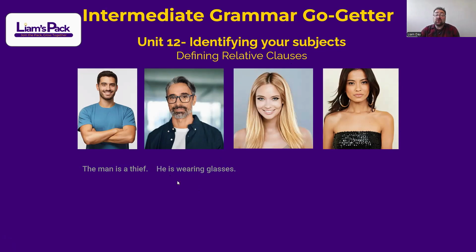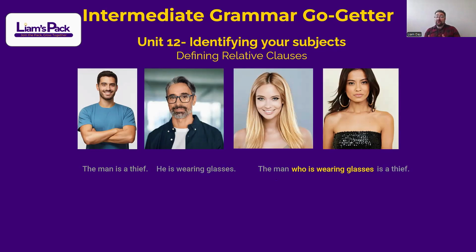Now, to make a relative clause, all you do is remove the pronoun or the subject, so he in this case, and replace it with a WH word. In this case, who. So the new sentence becomes the man who is wearing glasses is a thief. The man who is wearing glasses is a thief. Now it's clear which man we're talking about, and we have linked our two sentences together.